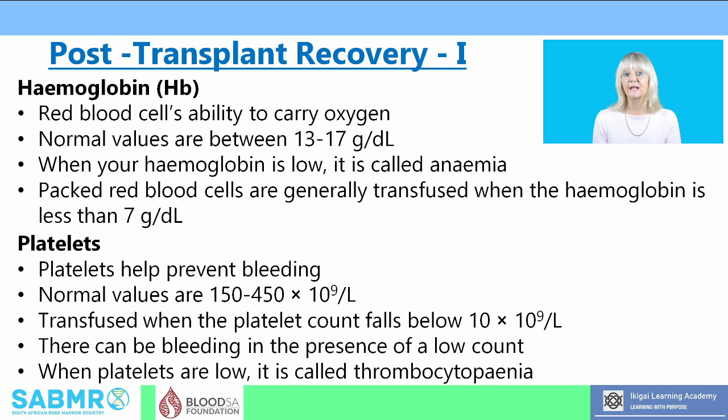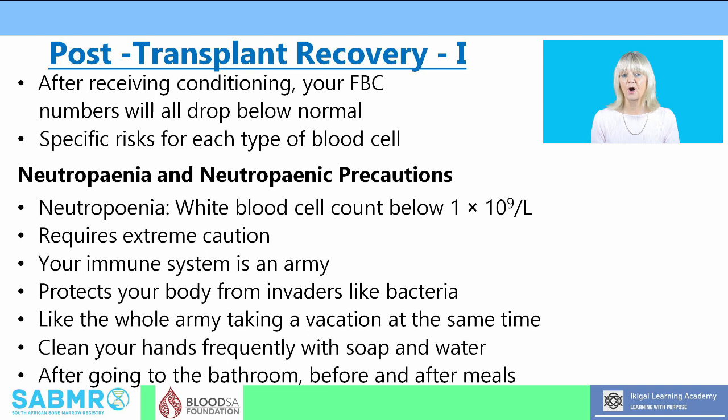Platelets. Platelets help prevent bleeding. The normal values are between 150 to 450 times 10 to the 9 per liter. Platelets are generally transfused when the platelet count falls below 10 times 10 to the 9 per liter, as there can be bleeding in the presence of a low count. When platelets are low, it is called thrombocytopenia. We know that after receiving conditioning, your full blood count numbers will all drop way below normal.